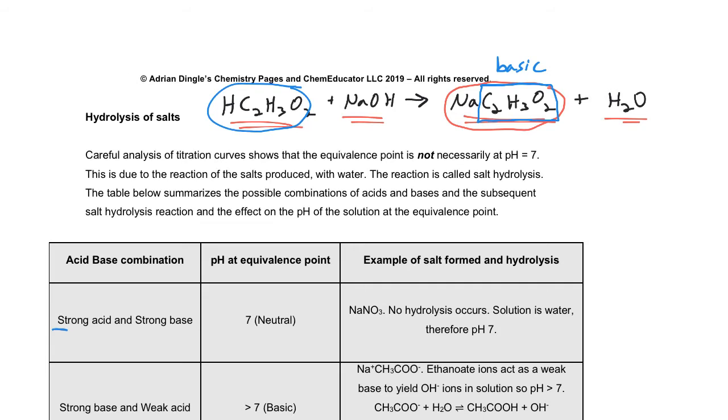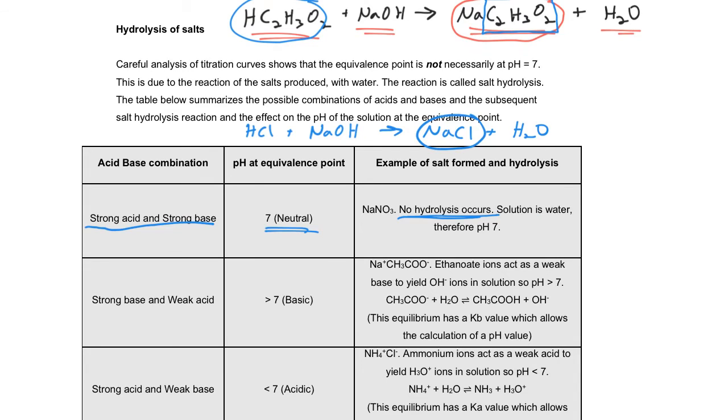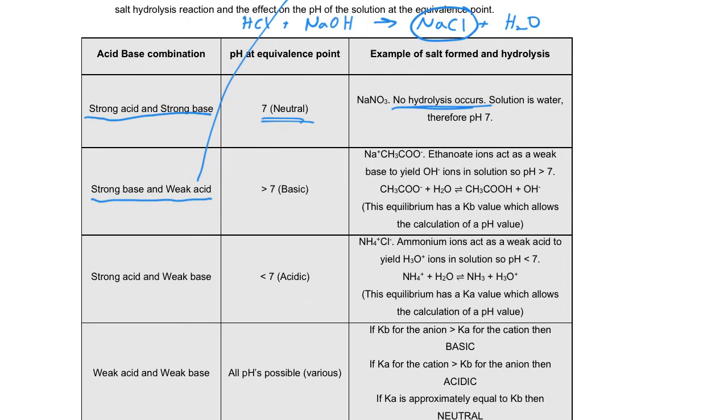Now, if you have a strong acid and a strong base, you're going to get a neutral salt. So strong acid, strong base, double replacement reaction, you're going to have NaCl and H2O. NaCl is a neutral salt. No hydrolysis occurs, no pH changing. That's what hydrolysis is. This next one, strong base, weak acid. Okay, that's like what I drew for you right up there. That's strong base, weak acid. Okay, and strong acid, weak base would be similar.